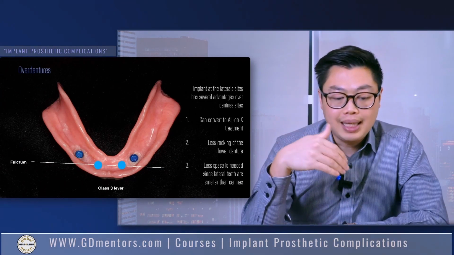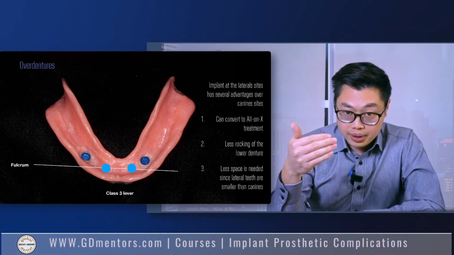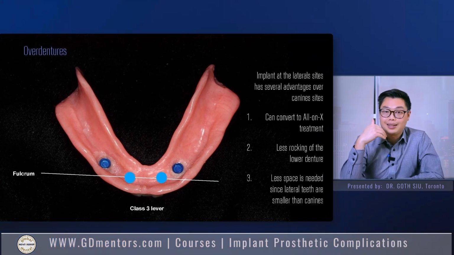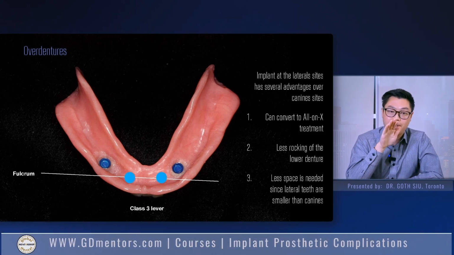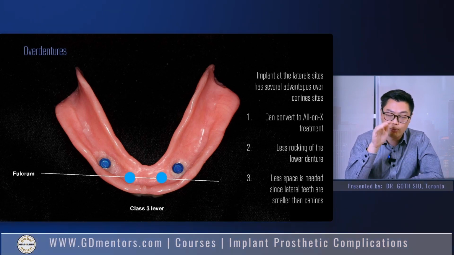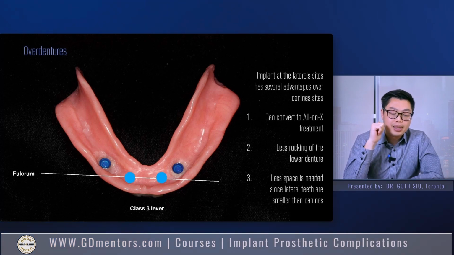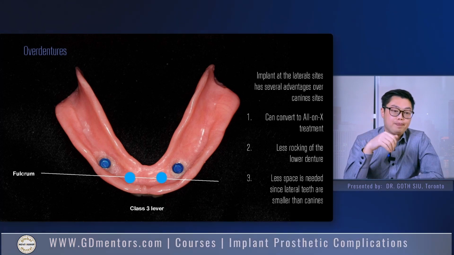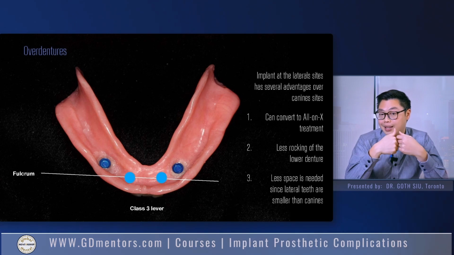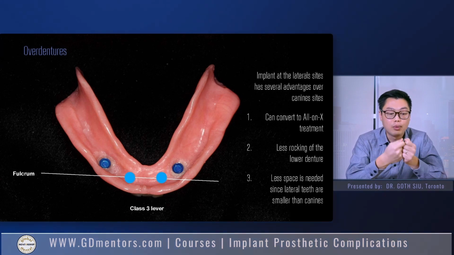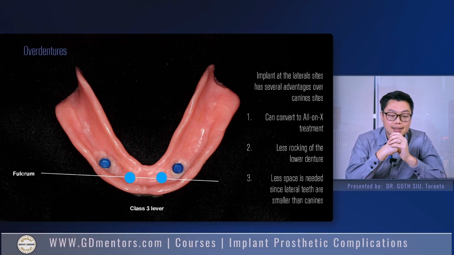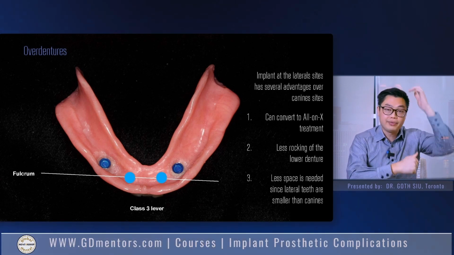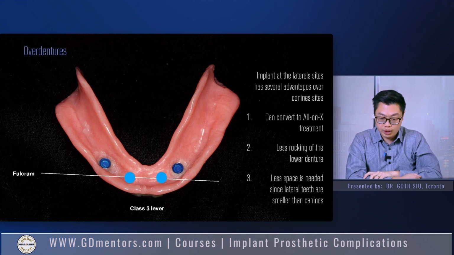If the implants are placed anteriorly at the lateral sites, this is what we call a class 3 lever system, because the implants are so far forward, the denture can't rock forward. The denture just basically rotates back. The lever system is class 3, which is a wheelbarrow. It's way more favorable for the implants in terms of forces. And as the ridge resorbs in the back, all you have to do is realign the denture.